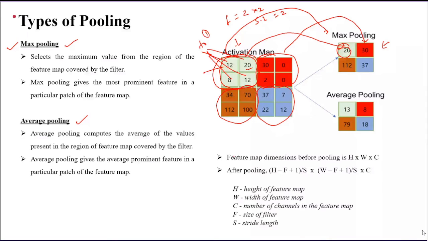Another type of pooling is average pooling. Here we calculate the sum, and then we take the average value, and this average value will be replaced here. 12 plus 20 plus 8 plus 12, which will give you 52. When you divide by 4, you get an average value of 13, and that 13 will be taken as the first value of the output feature map, the output value of the first pixel.